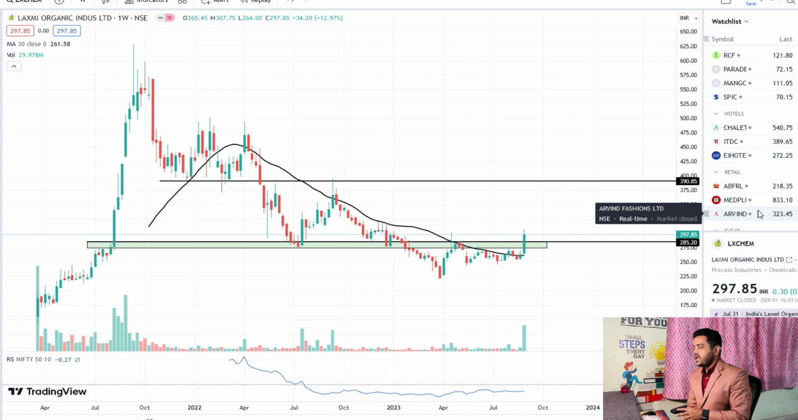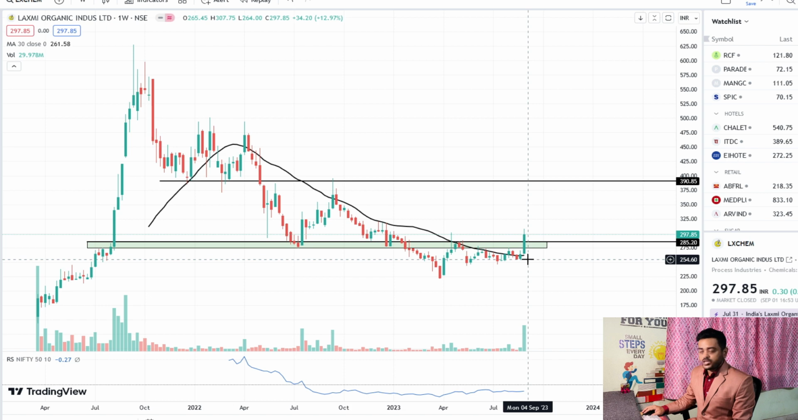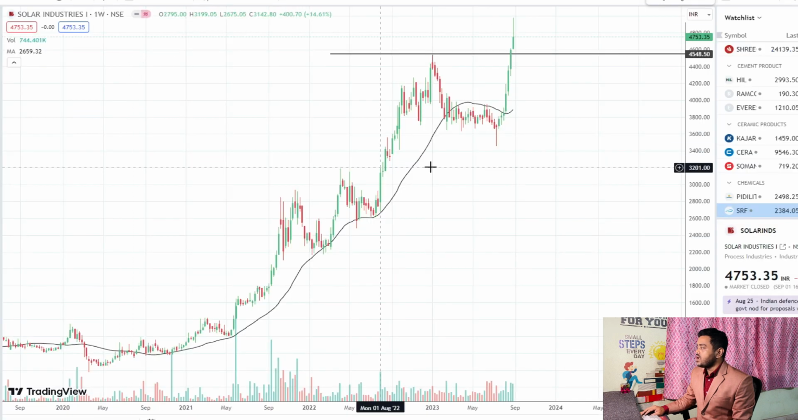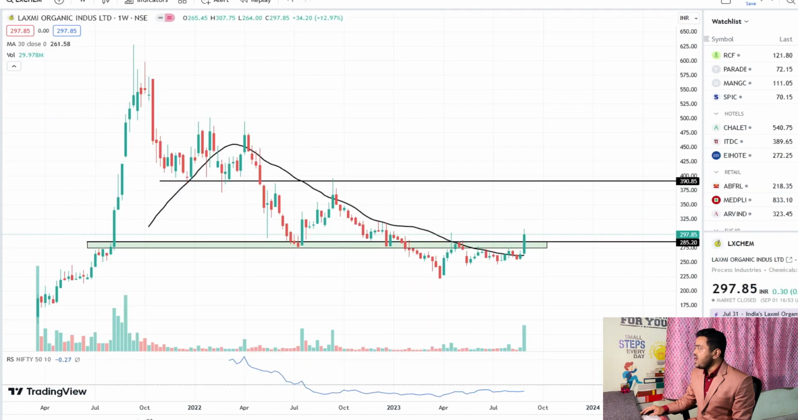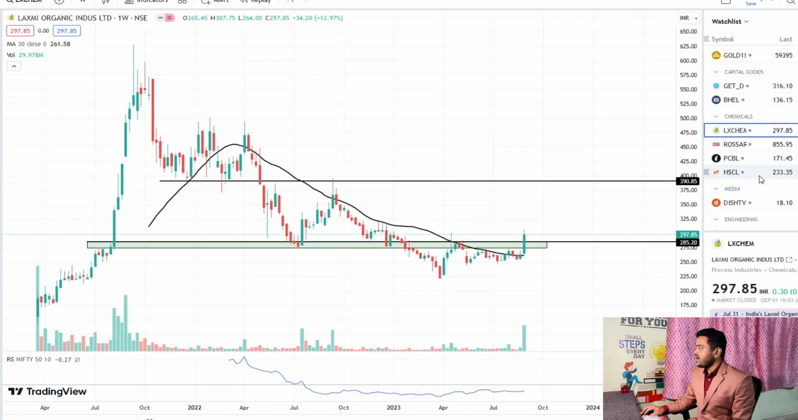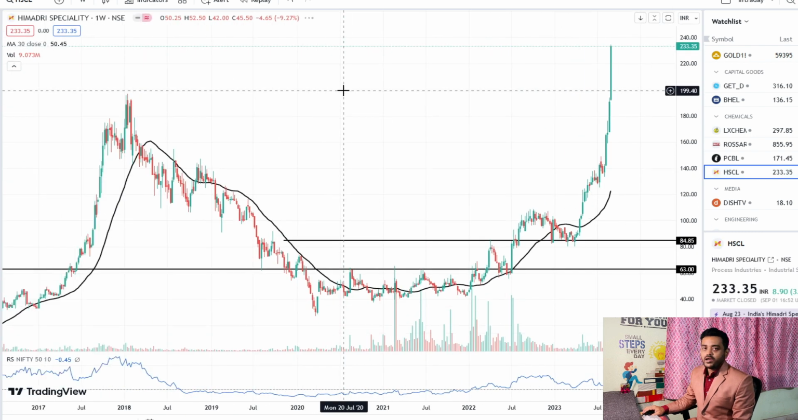You have to have a set plan. My plan is very simple, and this is as per Weinstein's stage analysis. This is a clear breakout from stage 1 to stage 2 with significant volume. And industry-wise, I have analyzed that a couple of sectors are doing fabulously well, like the chemical industry and the solar industry. And within this sector, we even saw Himadri Specialities breaking out of its all-time high. So I see a lot of positives.